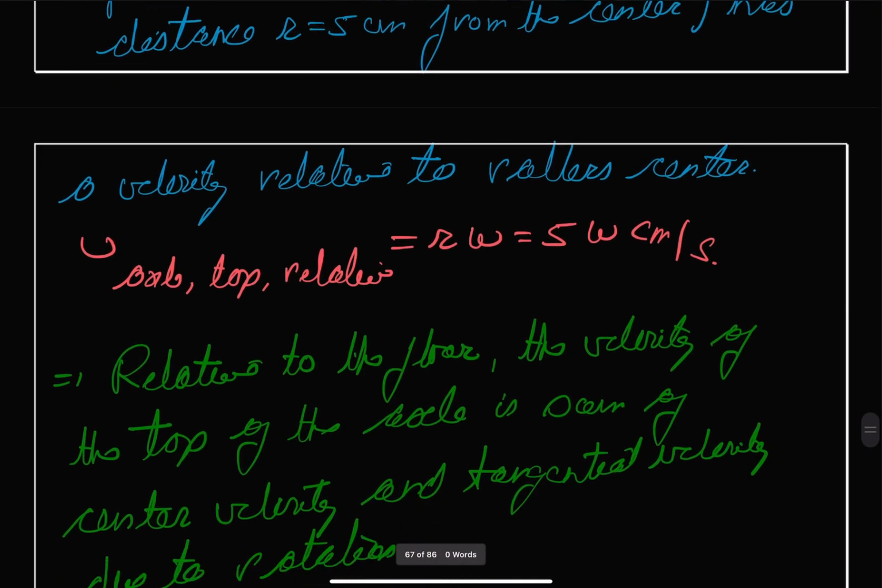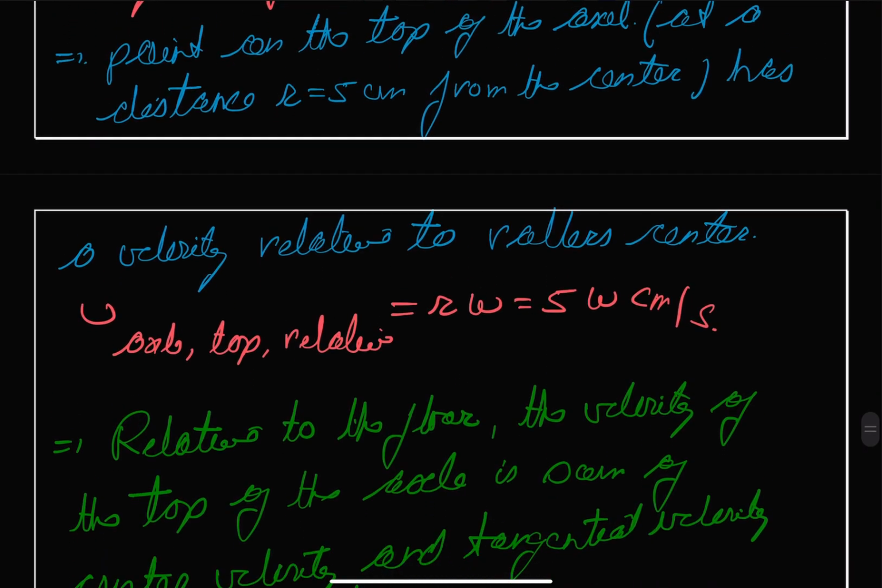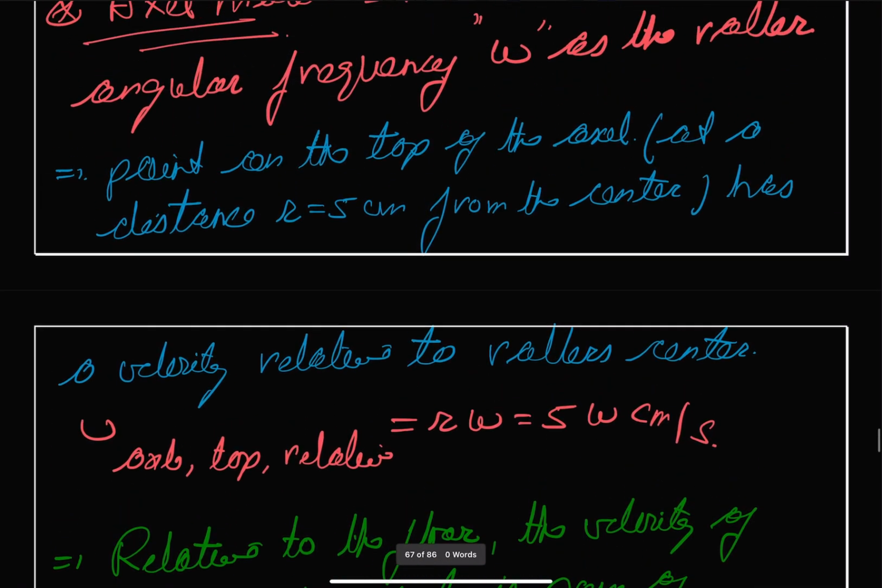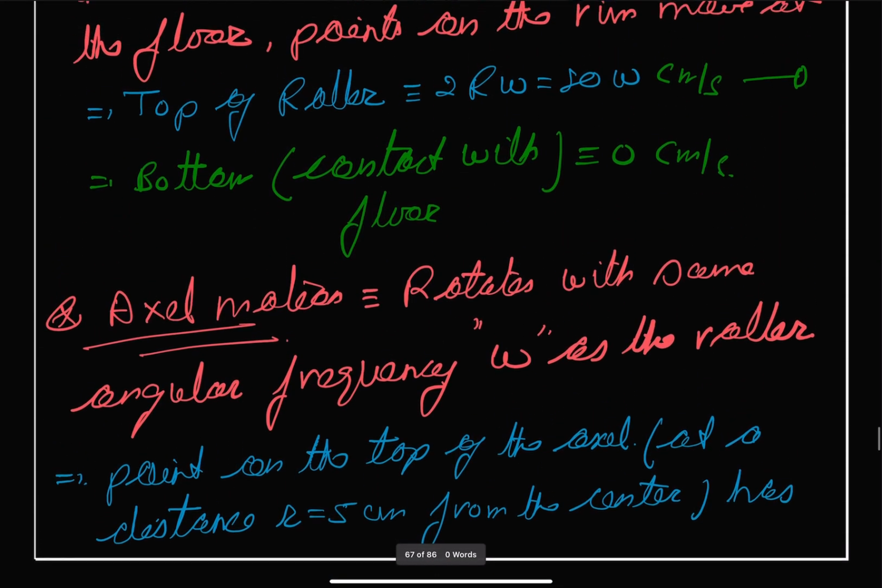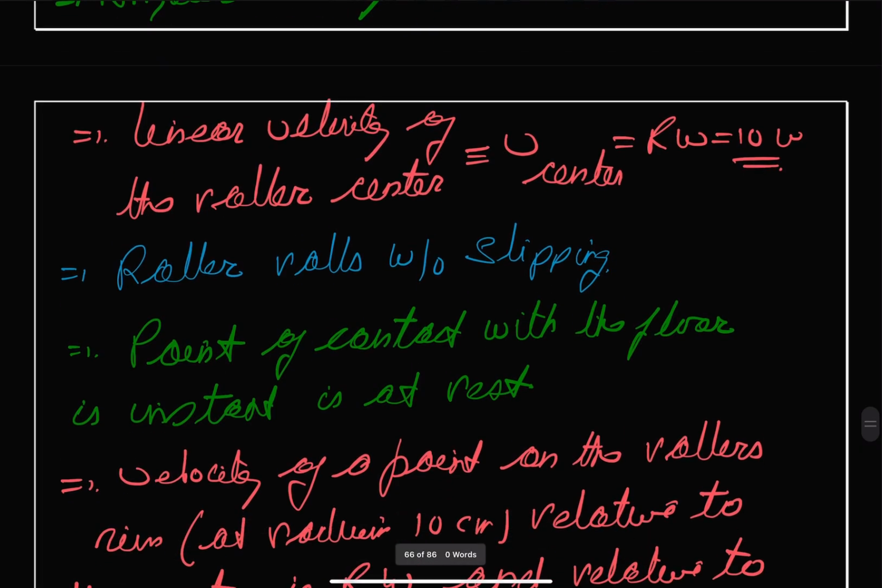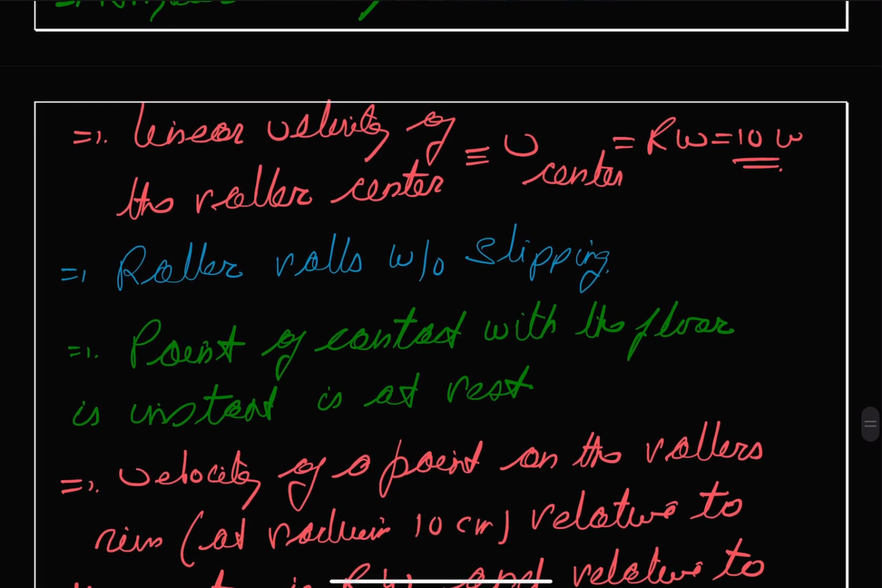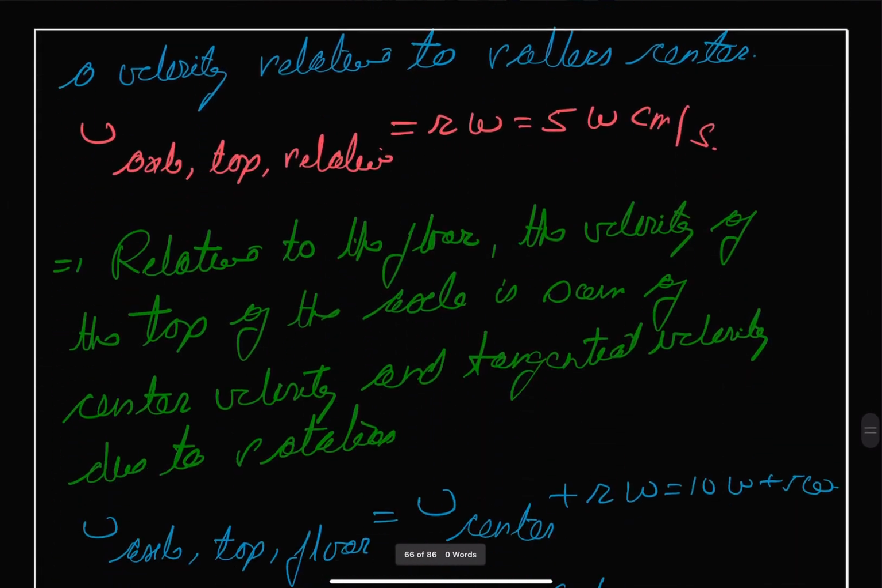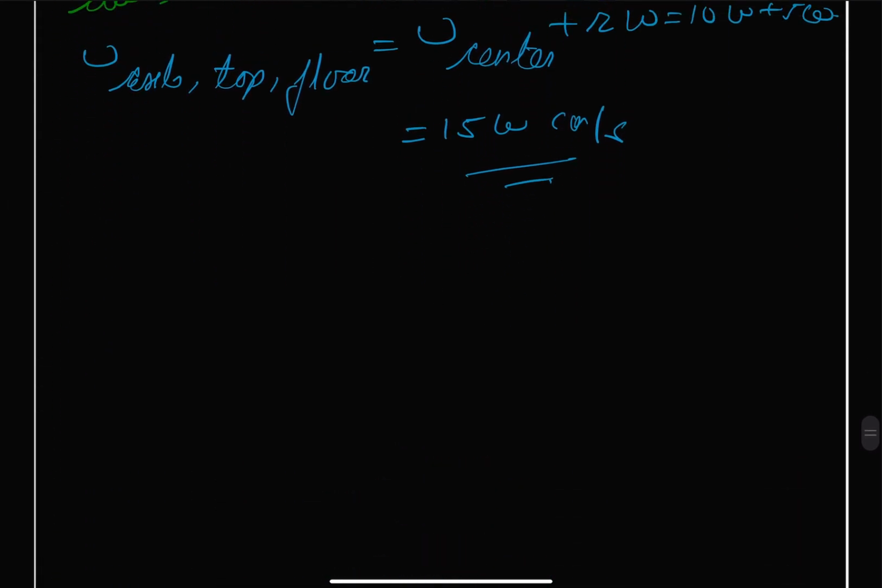Second. I think I forgot to, yeah, it is here: 10 centimeter, velocity of the center. And now we come to the scale motion of the axle.